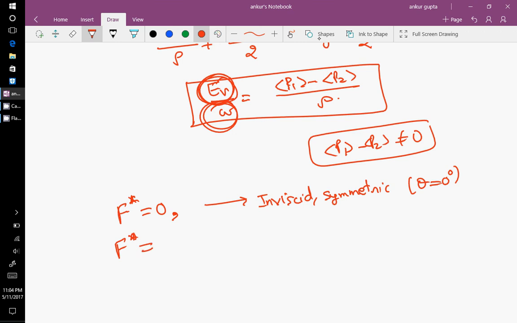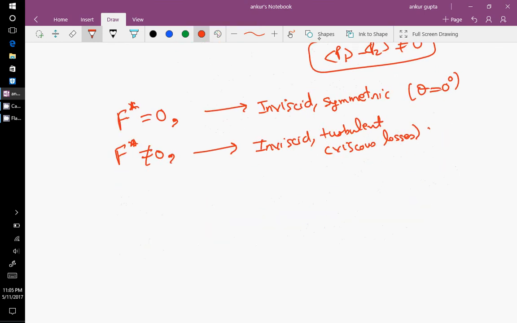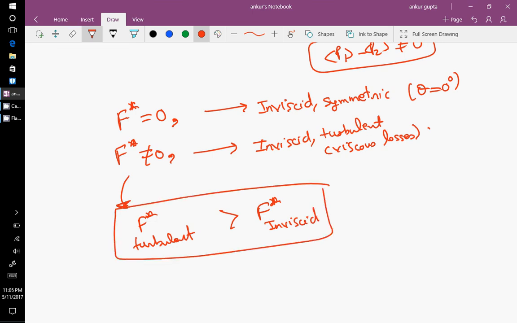If F star is not equal to 0, the flow can be both inviscid and turbulent or laminar. In this case, I will just write turbulent. Basically, you can have viscous losses, right? And when F star is not equal to 0, F star in the case of turbulent flows will technically be larger than F star in the case of inviscid flows, and that is expected because you will have a larger pressure drop due to loss in bends, loss in flow. So F star in turbulent will be greater than F star in inviscid.